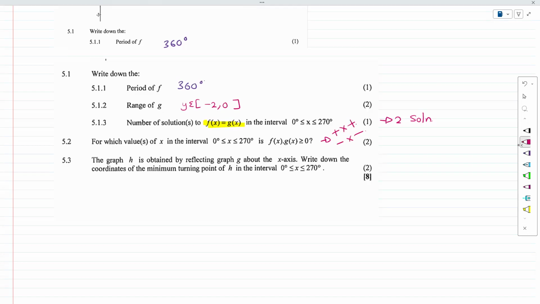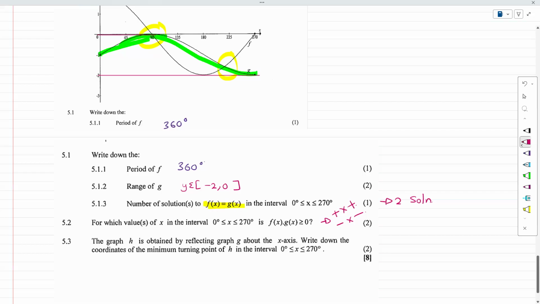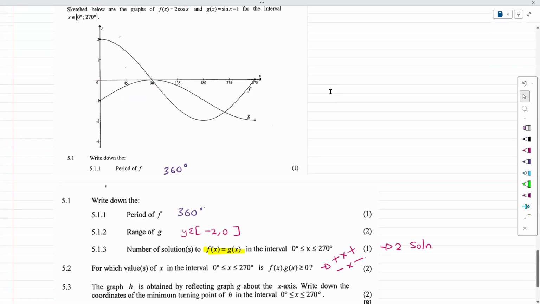So all we have to do is look, where are both graphs on the positive side? Where are both graphs on the negative side? I'm going to remove all of the color I put, but you guys got it in the video, so you can always go back. Where are both graphs positive? There is no place. This is not both positive. That's positive and negative.